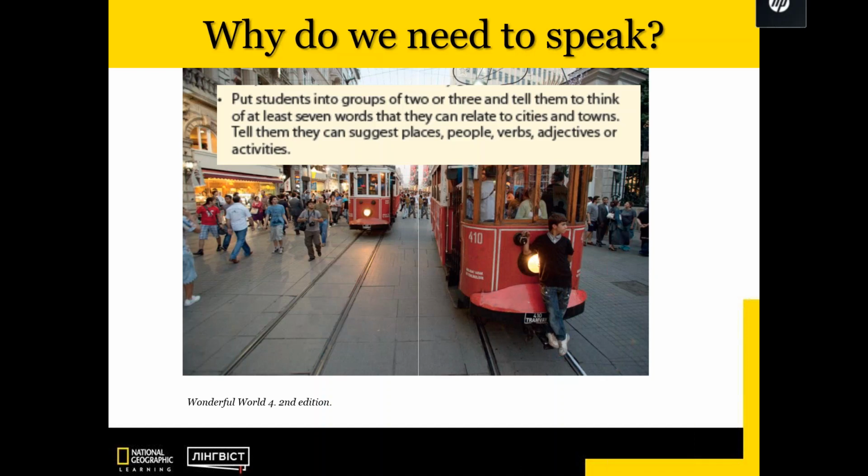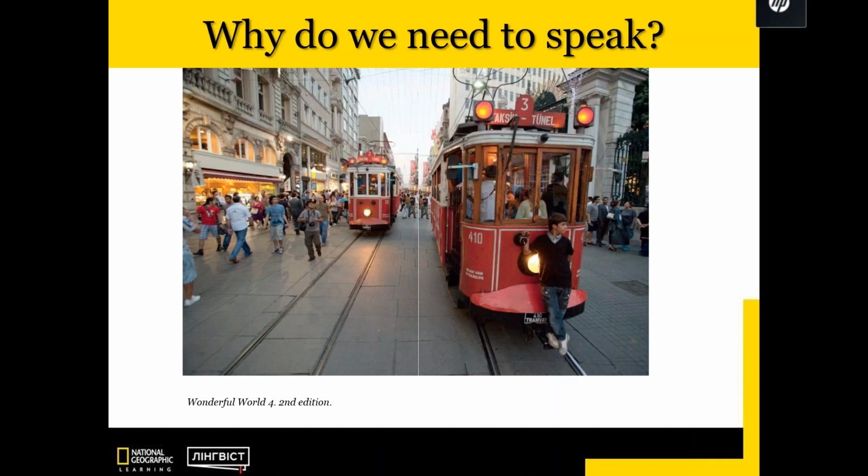So what you do, you just activate their vocabulary. You don't ask anything that is really difficult. You ask something that students can do, right? Just to recall some words. If you see that they are a bit confused, tell them that they can suggest places, people, some words. Give them examples, right? So you just start with that. You start slow. You start with something that is doable.